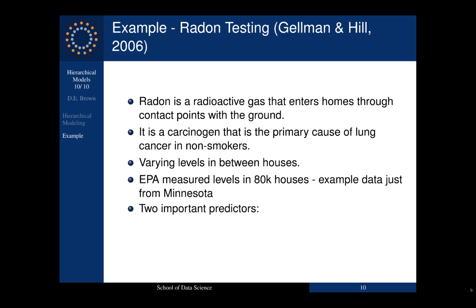So there are two important predictors that we can think about: the floor, basement or first floor, and the county and the uranium levels. In the code we're going to show you, we're just going to use the basement or first floor levels, and you can look at additional results that have been published that show how to use the uranium levels as well. It's an interesting problem. So let's look now at the code.